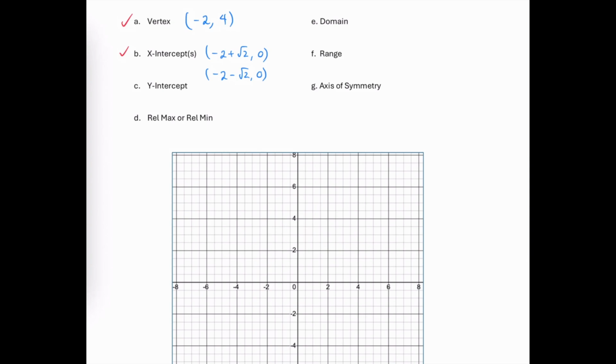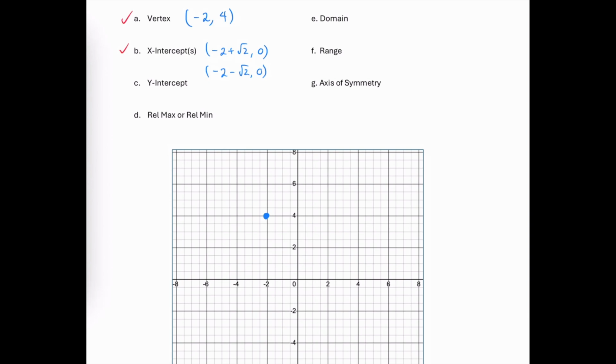Let's begin plotting these points on the Cartesian plane, starting with the vertex at negative 2, 4. We'll plot the ordered pair but also label it. And the x-intercepts, the first one at negative 2 plus rad 2 is going to be an x-coordinate that is approximately negative 0.59, which is about right here, but we'll label our point with the exact value, which is negative 2 plus rad 2, comma, 0. Negative 2 minus rad 2, 0 is approximately negative 3.4, but we're going to label it again with the exact value, negative 2 minus rad 2, comma, 0.